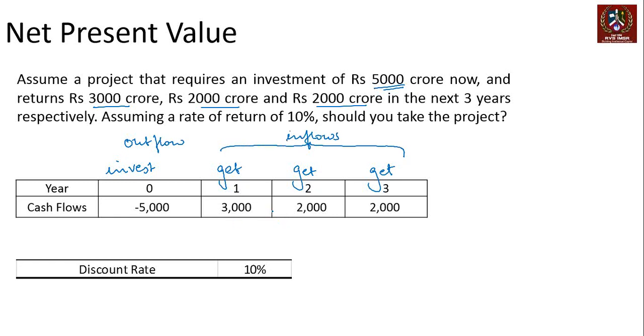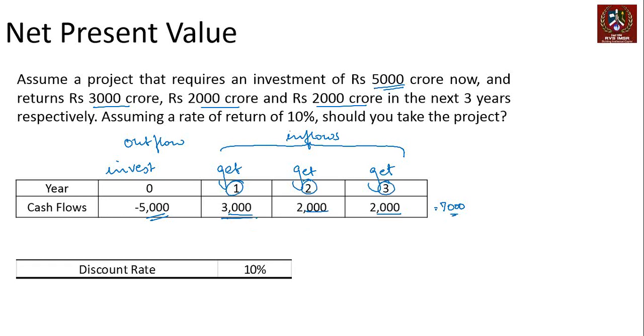Now, on the naked eye, prima facie, you put in 5,000. You're getting 3,000 plus 2,000 plus 2,000. That's going to be equal to 7,000 in simple terms. That seems good. But the reality is that these are later in time. This is at the end of the first year, this is at the end of the second year, and this is at the end of the third year. So their value is not the same as 7,000 today.